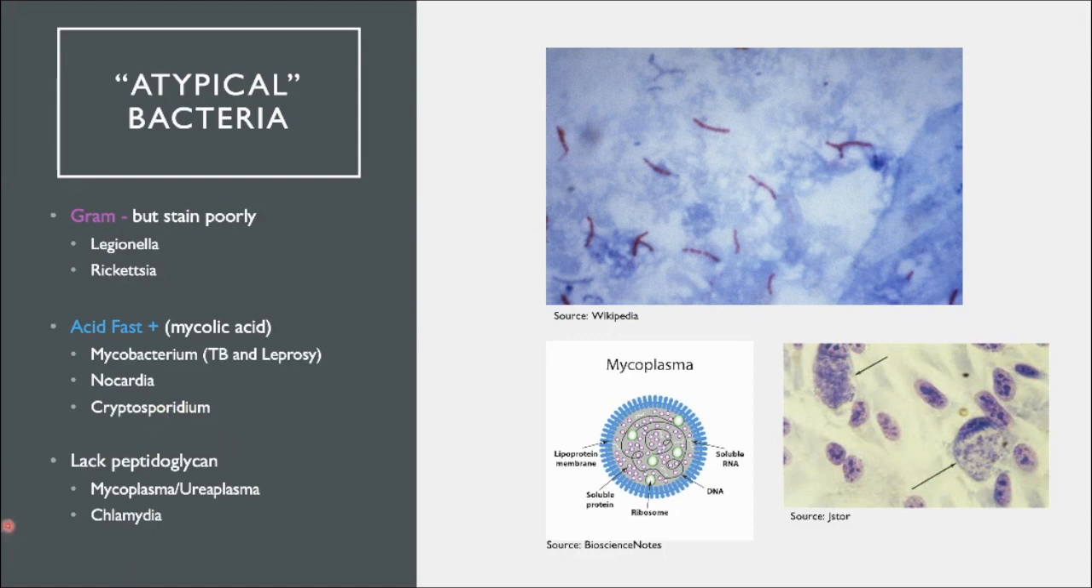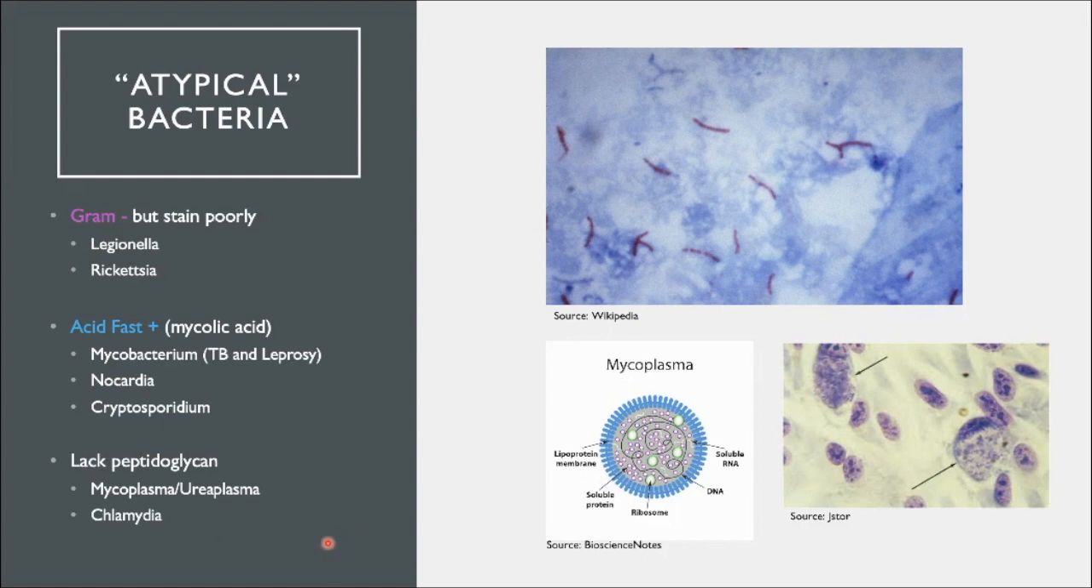And then finally, another source of the atypical bacteria are those that don't have a peptidoglycan cell wall. The prominent ones being mycoplasma. I've shown an image here. What's unique about them is they actually have no cell wall whatsoever. It's just a lipid bilayer. And so if there's no cell wall, there's really nothing to gram stain. So these don't necessarily gram stain.